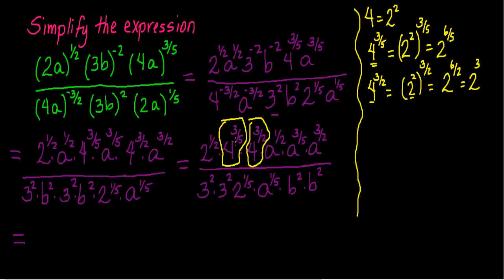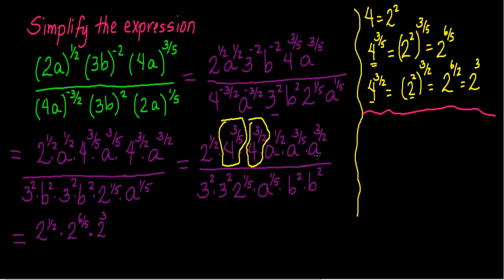Okay, so this is 2 to the 6/5 power, and this is 2 to the third power. So I'm going to rewrite this as this, okay? So I have in the numerator 2 to the 1/2 power times 2 to the 6/5 power times 2 to the third power. Okay? And then these a's here, let me go off to the side again.